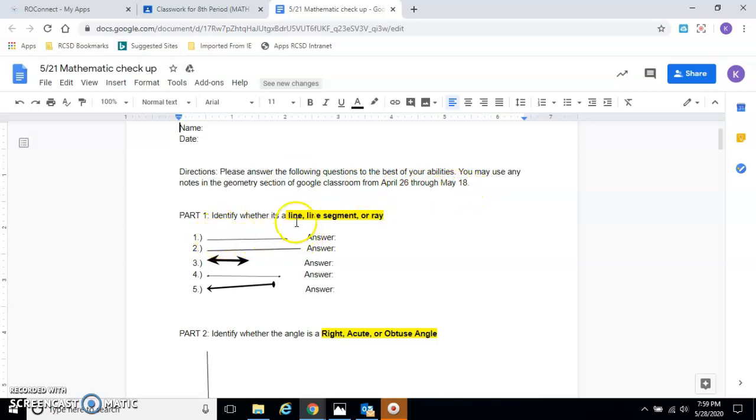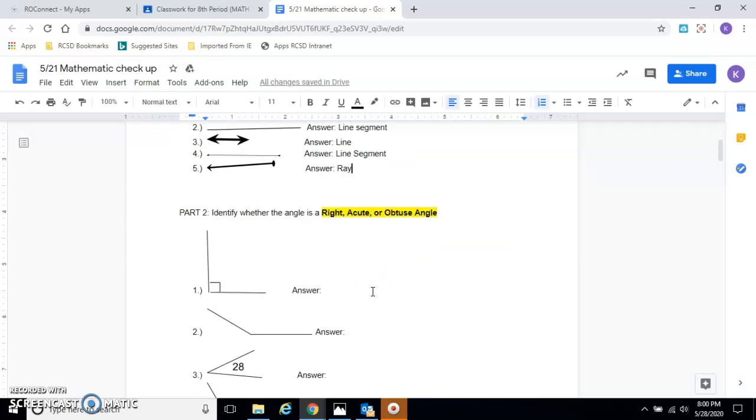Okay, so is this a line, line segment, or ray? Identify. Okay, this first one is a ray, right? Because it's got an arrow on one side. This next one is a line segment because there's no arrows. Next one, 2 arrows, that's a line. Next one, 2 dots, line segment. Next one has a dot and an arrow, ray. Look at that, I just gave you all the answers to the first one.